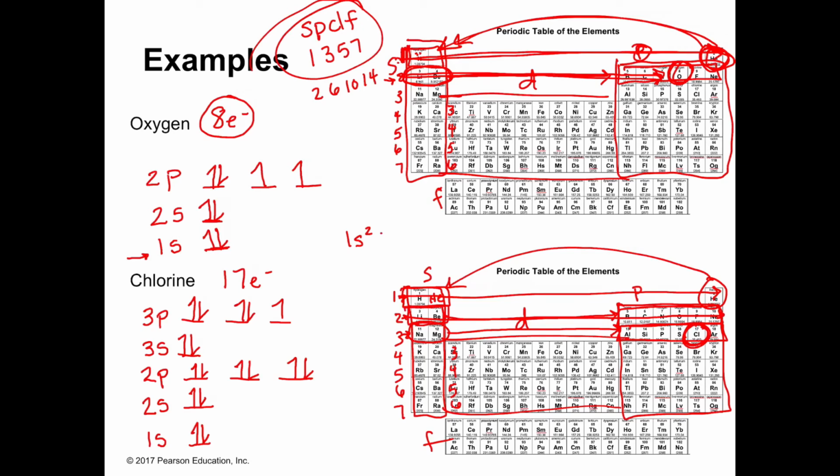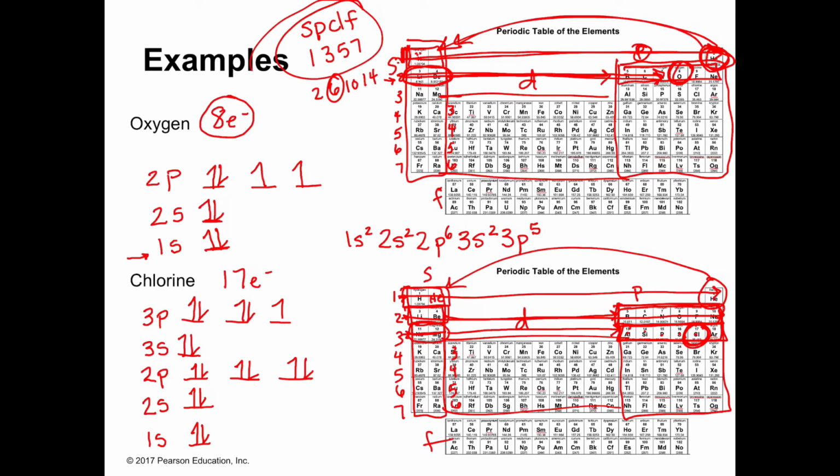Chlorine is not in the 2s, so we assume that it's full, and it gets a 2. Chlorine is not in the 2p over here, so we assume that it's full. It gets a 6, right here, 6. Chlorine is not in the 3s, so we assume that it's full. It gets a 2. And then chlorine is in the 3p, though. And again, we're going to count over how many chlorine is. 1, 2, 3, 4, 5. It's the 5th one in that p block, so it gets 3p5.